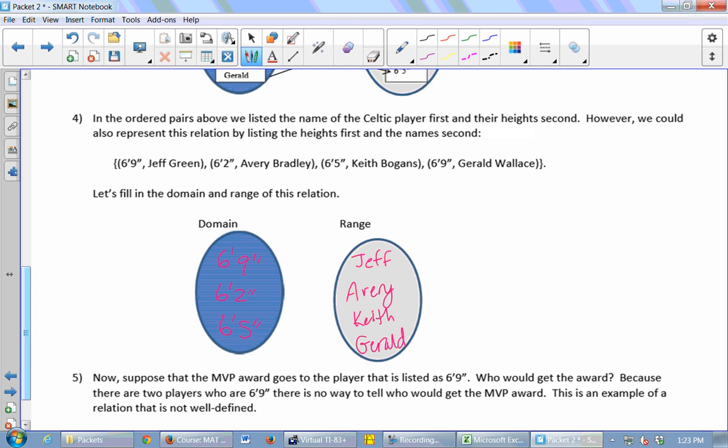Okay. And then I would just draw arrows, right? From the height to the appropriate name. So 6 feet 9 inches, I would have to draw an arrow from that to Jeff and Gerald. And then 6 feet 2 inches, that's Avery. And 6 feet 5 inches, that's Keith.